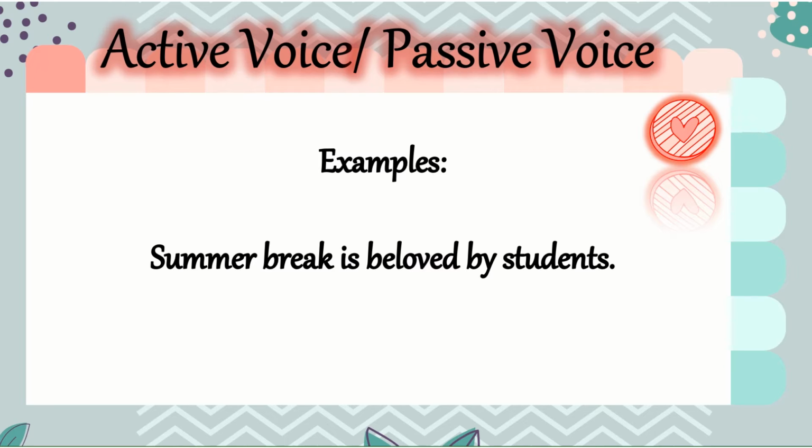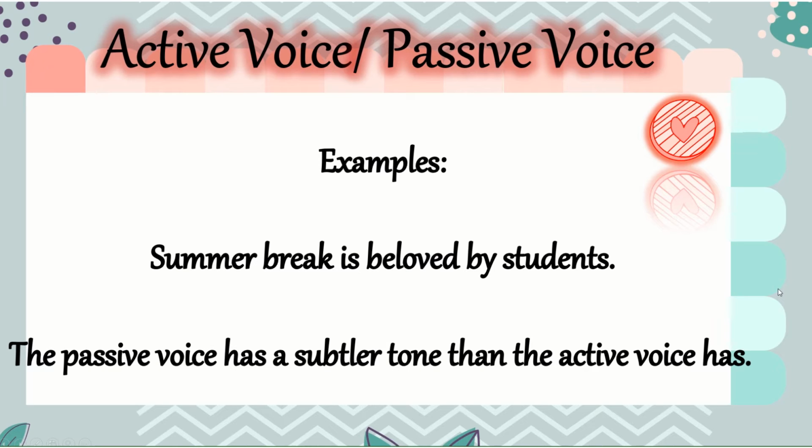For example, summer break is beloved by students. So in this case, you're using the preposition by, right? And also summer break is. You are using is, that is the conjugated form of to be. And beloved, that is the past participle of the verb. And also by, that is the preposition.